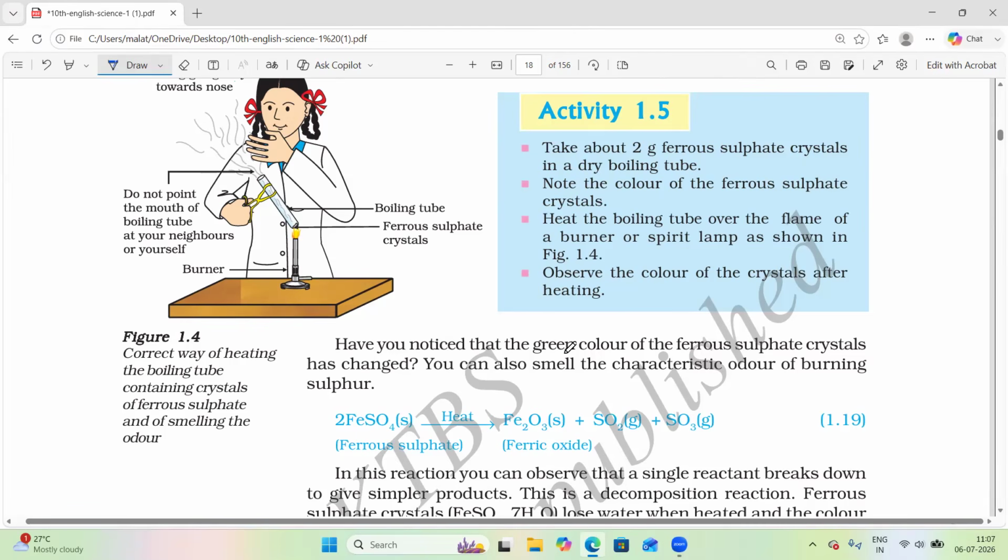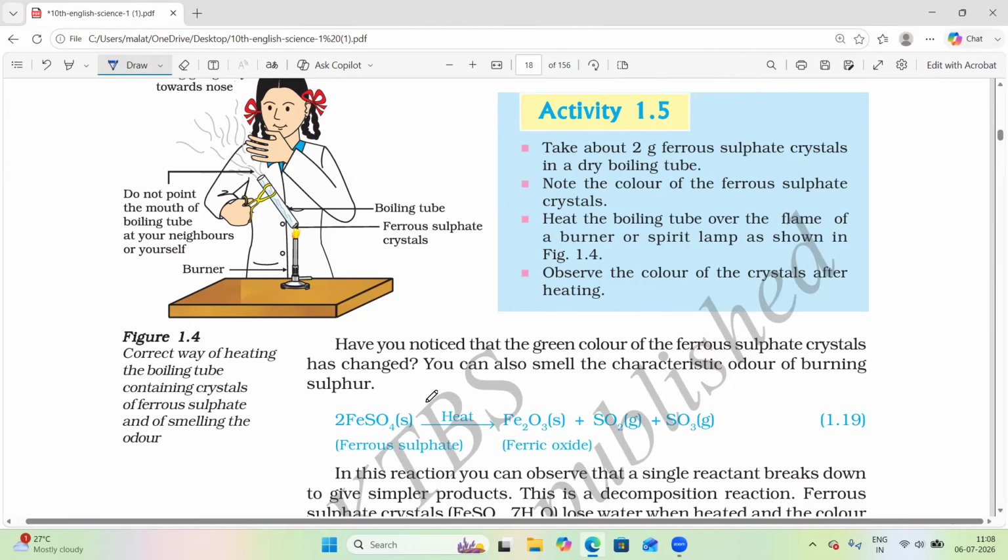If you observe the ferrous sulfate solution, if you heat the ferrous sulfate solution, it will liberate ferric oxide, SO2 and SO3. So now what we can say for the decomposition reaction is that it is a reaction in which a single reactant breaks down into two or more products.